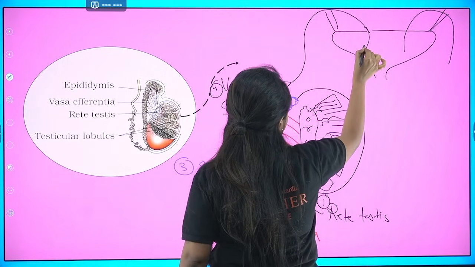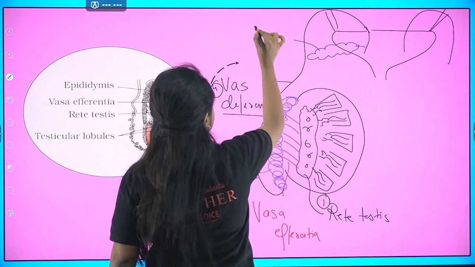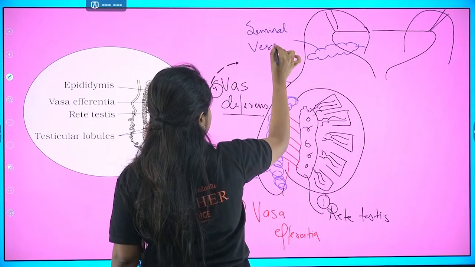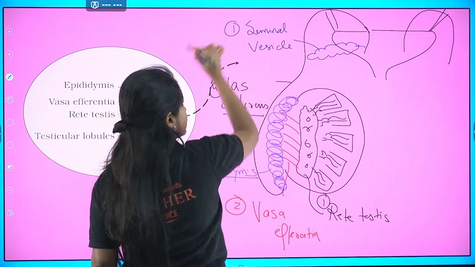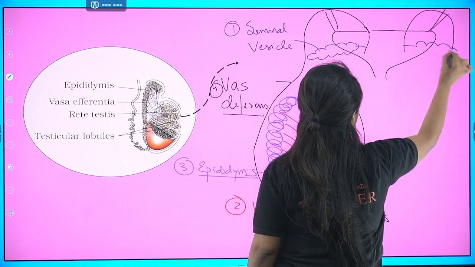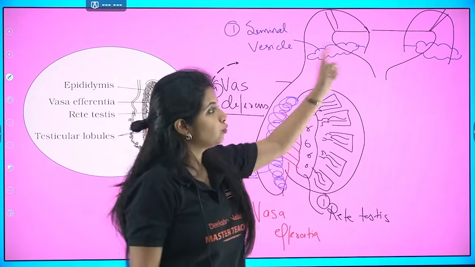The first gland over here is known as the seminal vesicle. This is the first gland that we are having. Similarly, you have a seminal vesicle on this side. So what can I say? Can I say it's a paired structure? Yes, it is a paired structure. You have two of them, right?